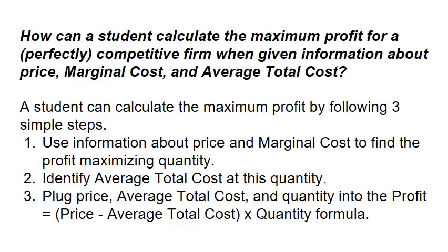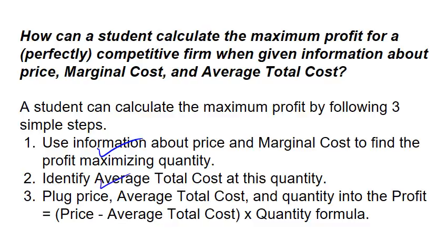Now, once you found the quantity, it's very easy to find the maximum profit. You can find the maximum profit by following 3 simple steps. Number 1, use information about price and marginal cost to find the profit maximized quantity. We did it for our table. We did it for our graph.